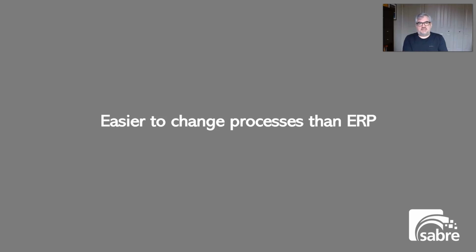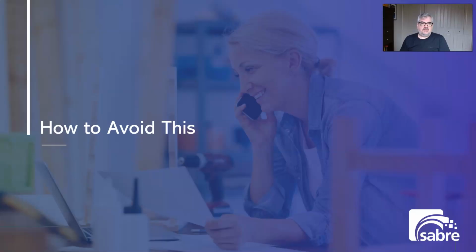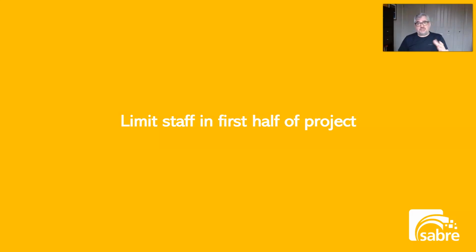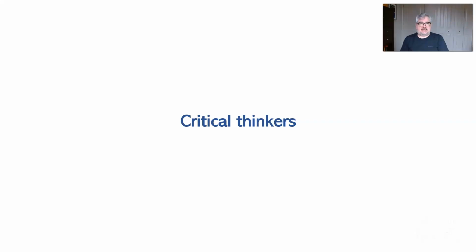Because if your existing processes were great, you just keep your old ERP. And so how do you avoid this happening? First of all, my recommendation is limit the staff that are going to work in your project in the first half. You don't want to have everybody in it, because the more people are in it, the more ideas and the more likely that this is going to happen.